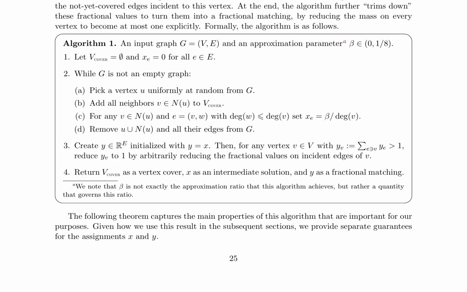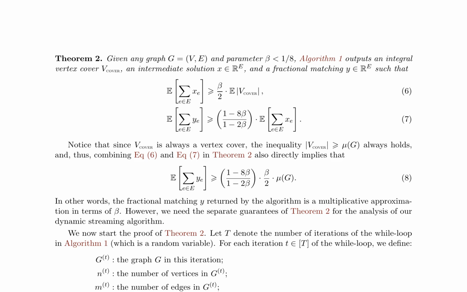Whenever the algorithm inserts a new vertex into the vertex cover, it also puts a certain fractional mass distributed uniformly on some subset of the not yet covered edges incident to this vertex. At the end, the algorithm further trims down these fractional values to turn them into a fractional matching, by reducing the mass on every vertex to become at most 1 explicitly. The main properties of this algorithm are captured in Theorem 2, which provides separate guarantees for the assignments x and y.